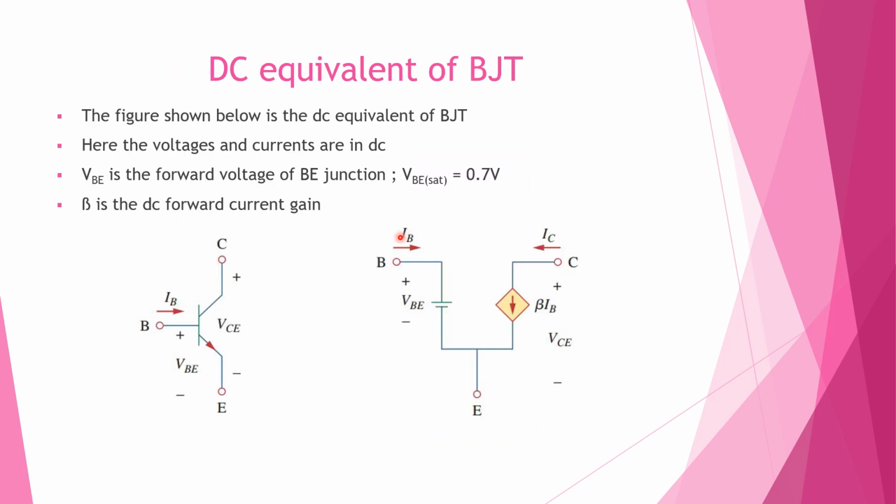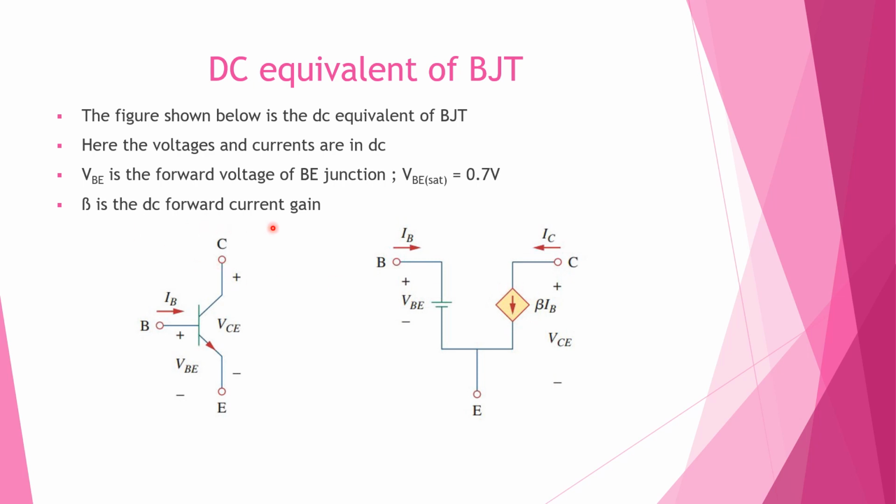So let us now see the DC equivalent of BJT. As I told, this is a base emitter junction, this is a collector emitter junction, and these two are isolated from each other, and these two make a two-port network. And VBE is the forward voltage of the base emitter junction, and at saturation it is 0.7 volt. In the latter condition we have seen that VBB is equal to 0. So here the voltage will be 0, so IB is equal to 0. So here the collector current beta IB will also be 0. This dependent current source will be 0.